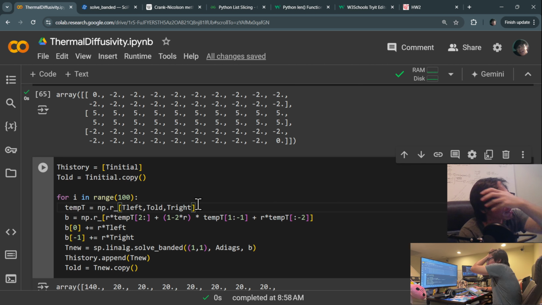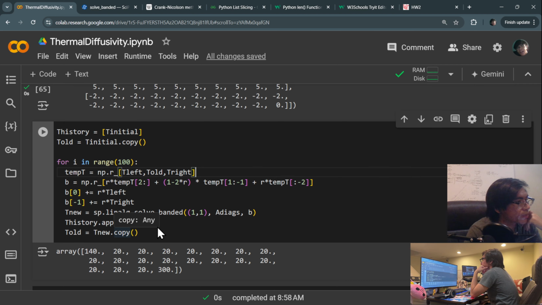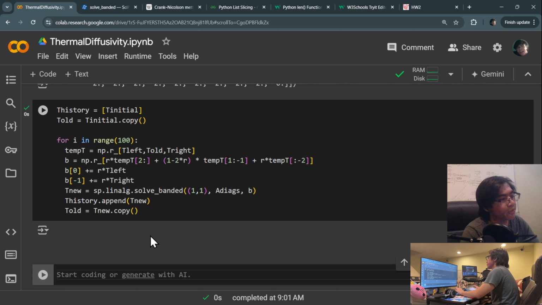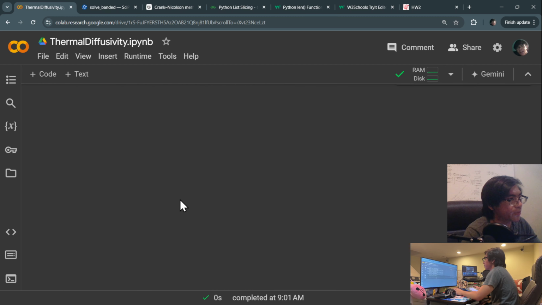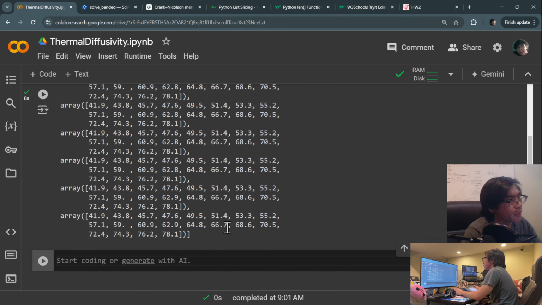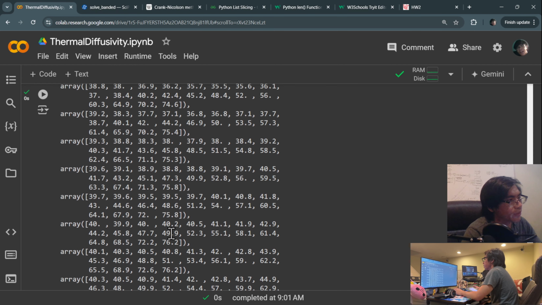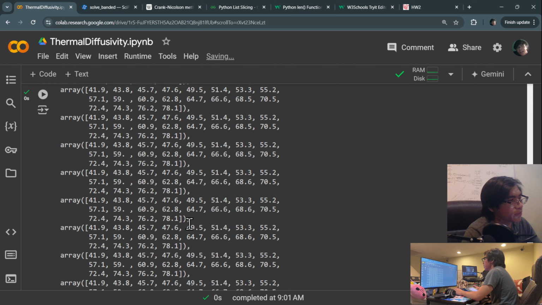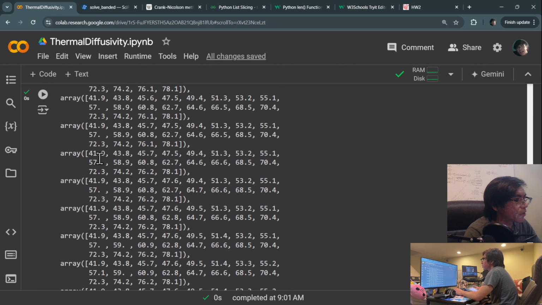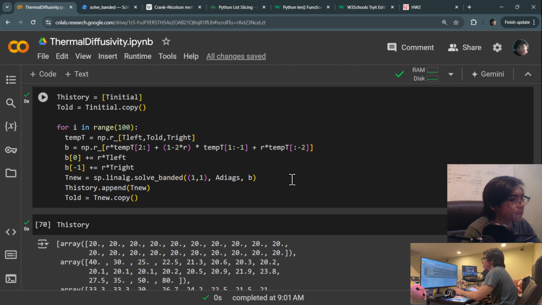So that's that. Okay. What else? I think that's it. Kind of look at T history. Hopefully, it looks good. Okay. Yeah, something. I mean, it looks like it's evolving. We reach a steady state. Let's plot this up. Oh, we are reaching a very early steady state, so there might be something wrong.